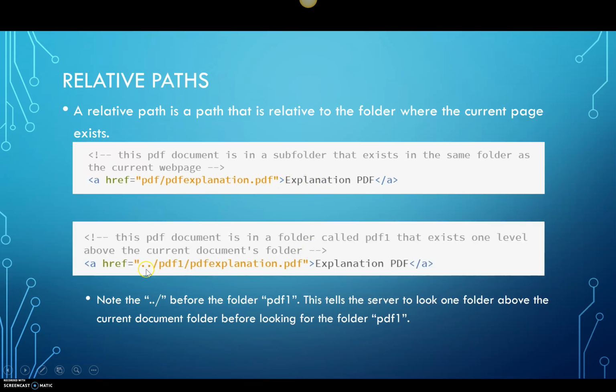Here's an example. Also, note here that the 2 dots and the forward slash, this tells the server that, hey, start from the current location of the document you're viewing and go up 1 level, and then go down to the PDF1, pdfexplanation.pdf file.